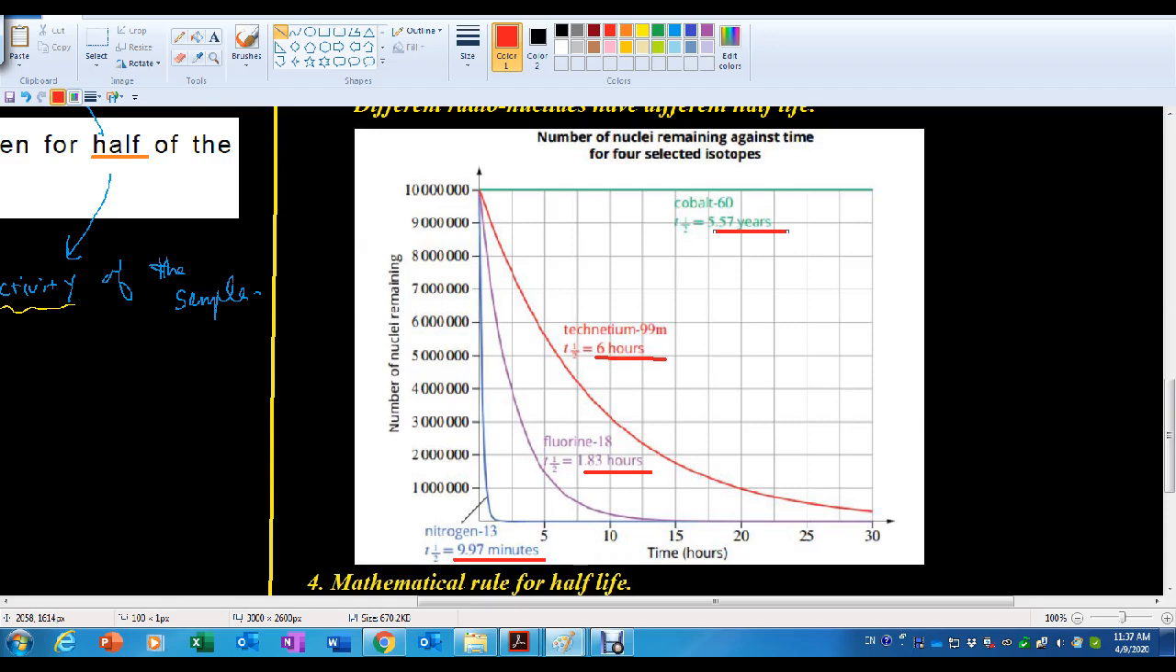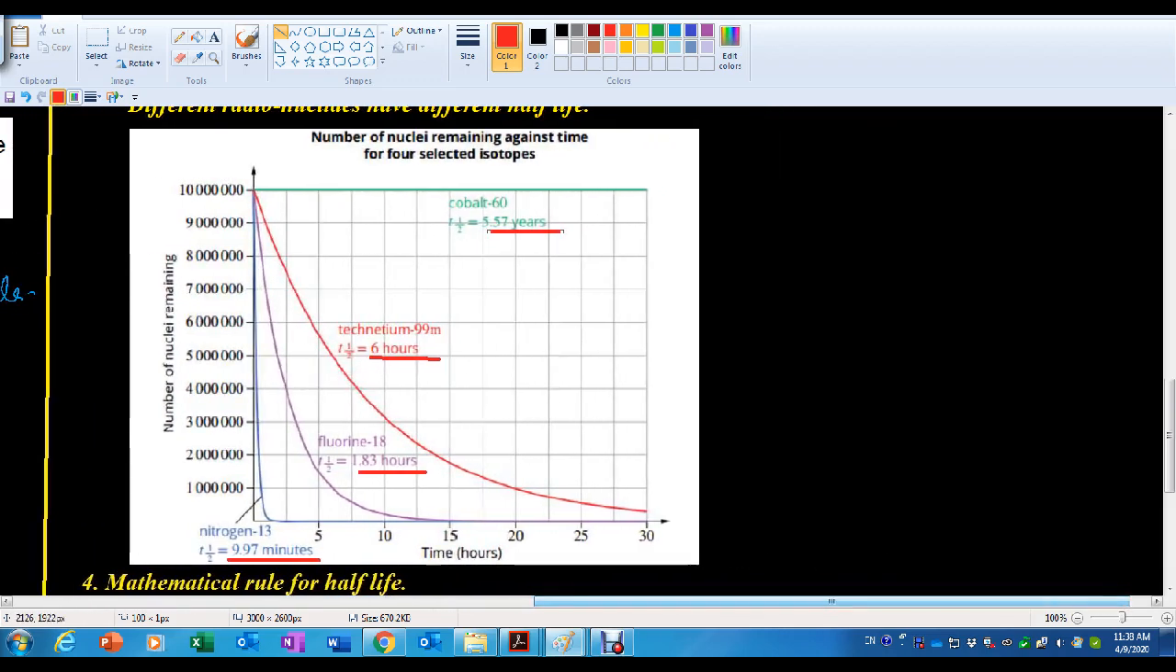So that means for a very long half-life, the activity of that sample will remain quite steady for a very long time. On the other hand, if your half-life is really small, the activity of that sample will drop quite dramatically, right? So that will be the idea from what we have seen from the graph.